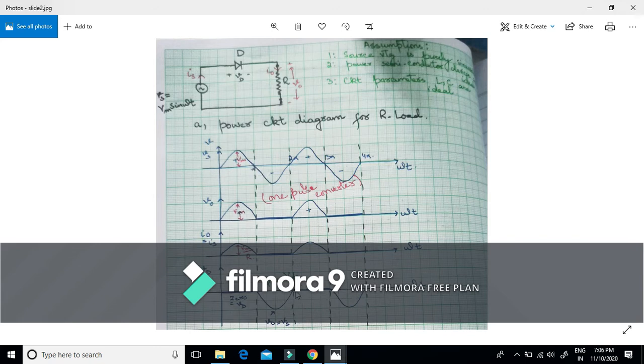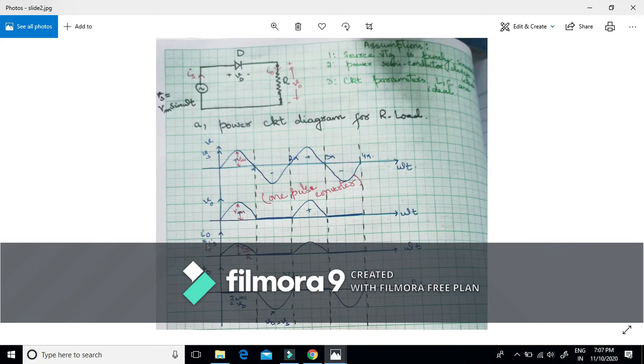During the positive cycle, as I have already represented in the analysis part, the diode is conducting. When the diode is conducting, the voltage drop across it will be 0. Again, I am showing it as 0. And during the negative cycle, where the diode is reverse biased, this Vd will be equal to Vs. That's why I am showing that it follows the negative cycle, that is the source voltage.